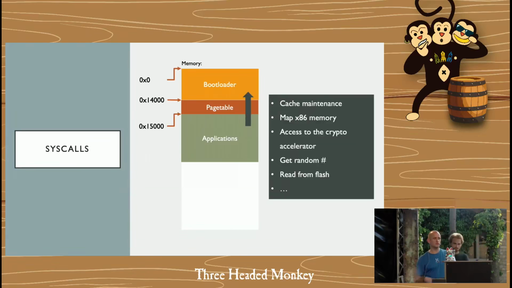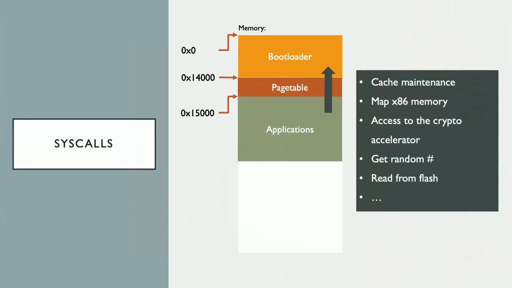We had a look at some of the syscalls which are handled by the bootloader, which is actually more an operating system than just the bootloader, I would say. So we have cache maintenance syscalls. We have syscalls which map an arbitrary x86 memory address into its own address space. We have syscalls which provide the applications access to a crypto accelerator if they want to do some cryptographic operations. We have random number generation, and we have functions to read additional components from Flash. So also a user space application can load additional components from Flash.